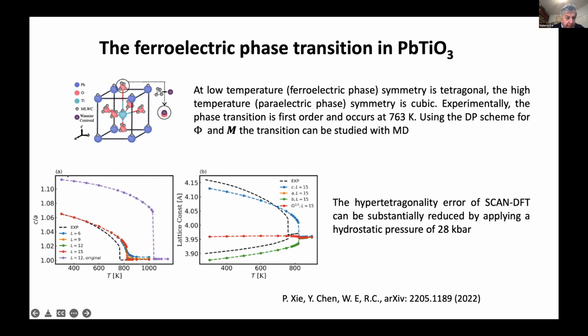We use the SCAN functional. The SCAN functional overemphasizes the tetragonality. So in the ferroelectric phase, the ratio between the C and A is overemphasized. In order to reduce this ratio of C over A to a value that is close to experiment, we apply an external pressure again to correct the error of DFT. And once this is done, we get results that are close to experiment. Here we see how the lattice parameter varies across the phase transition that in experiment occurs at 763 Kelvin, and in the simulation occurs at a temperature slightly higher than 800.